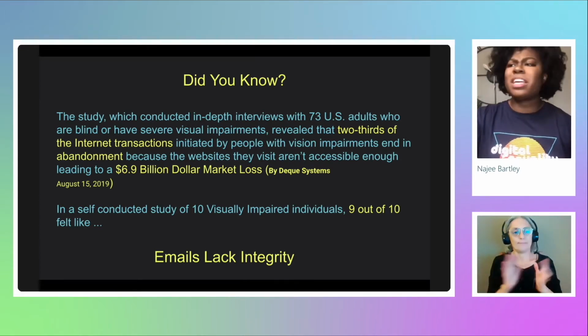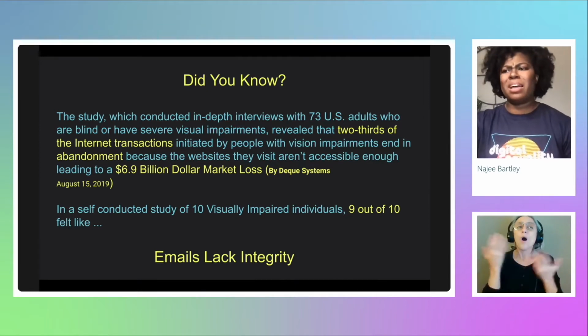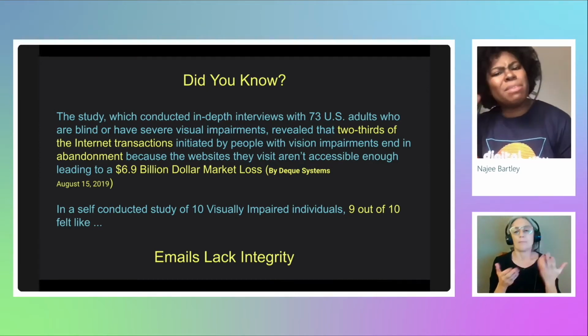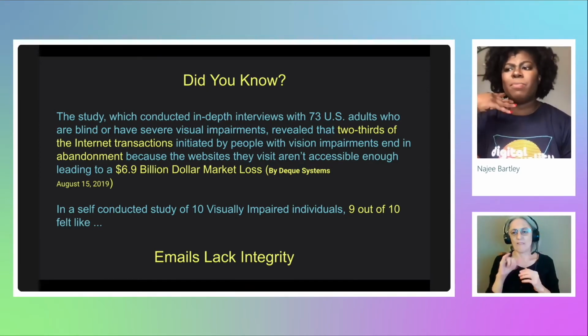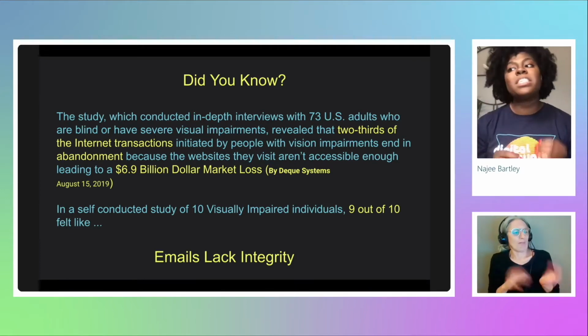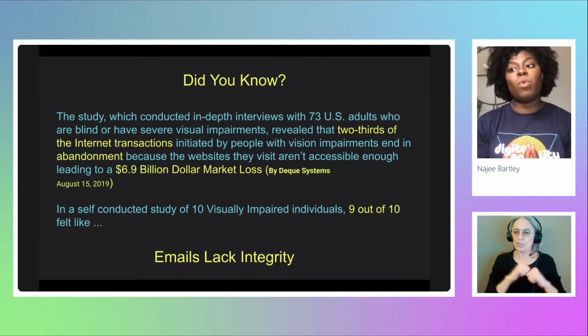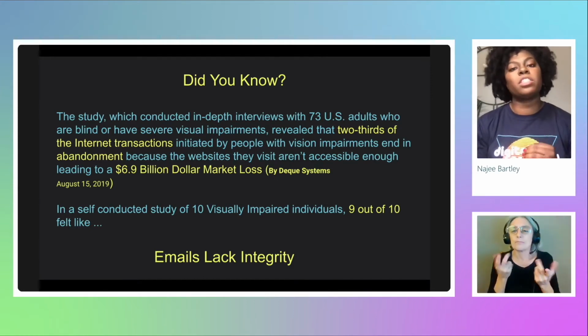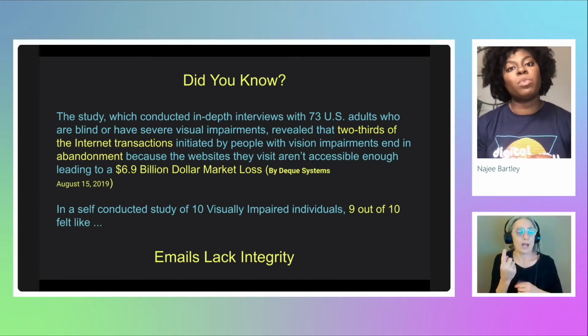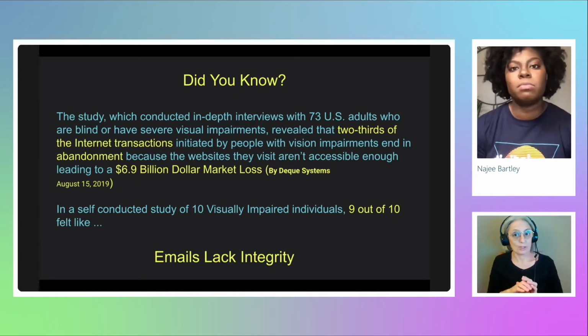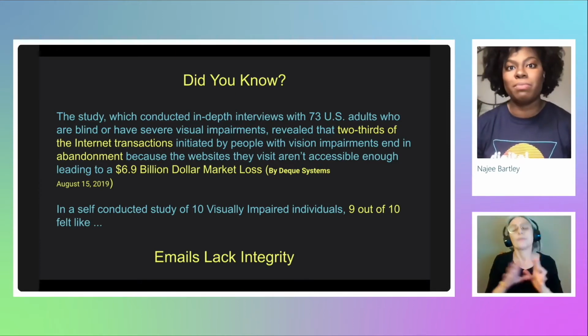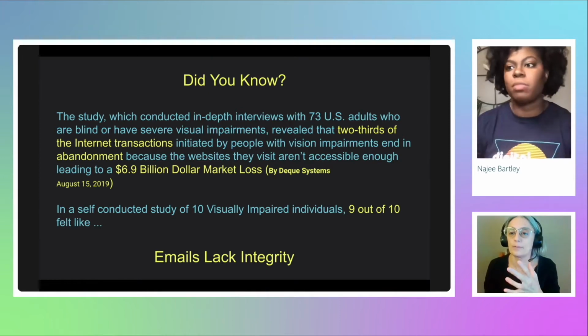I'm sure you're saying, well, what do you mean emails lack integrity? It's just an email. Well, let's dive a little bit deeper into the anatomy of an email to fully understand what the problem is. Get a full picture of the problem.